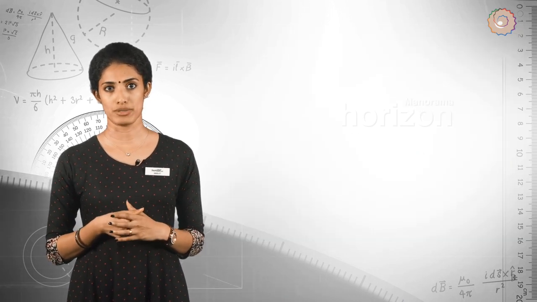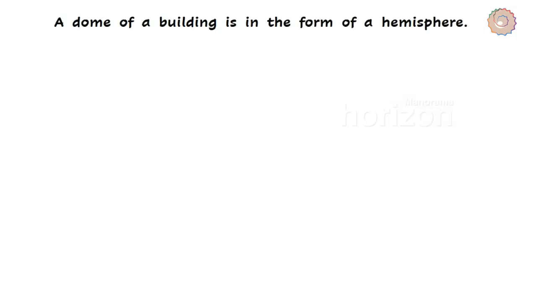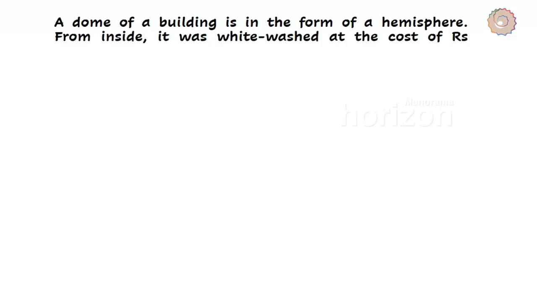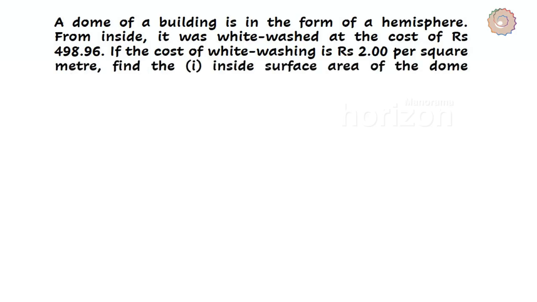Let us solve a problem based on that formula. A dome of a building is in the form of a hemisphere. From inside, it was whitewashed at the cost of Rs 498.96. If the cost of whitewashing is Rs 2 per square meter, find the inside surface area of the dome and volume of the air inside the dome. The solution is as follows.